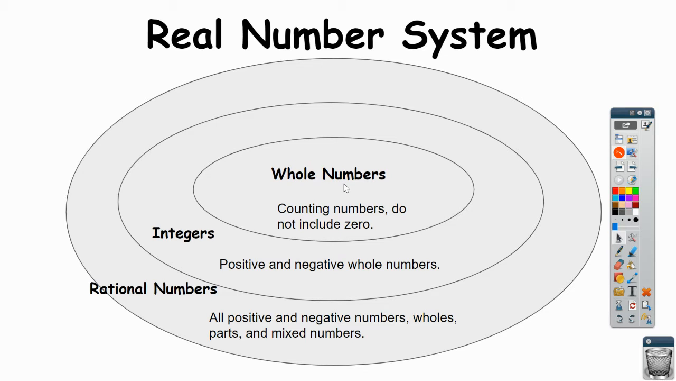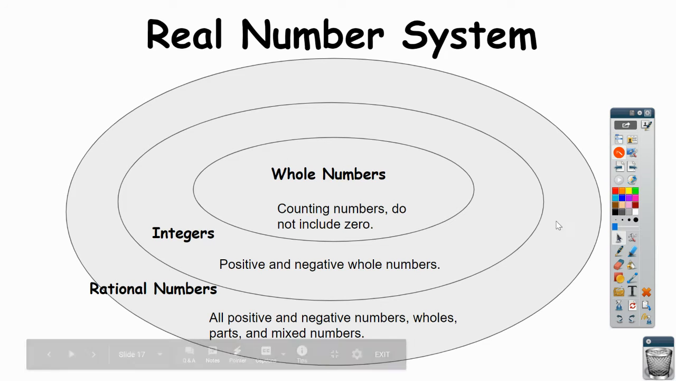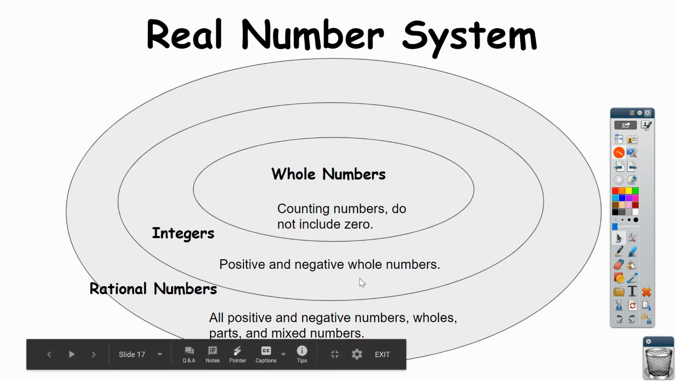The next circle represents integers, and these are your positive and negative whole numbers. So these would be numbers that represented anything in the whole category, which would be all your positive whole numbers. But we're also going to add in now some negative numbers. So let's say if you had a temperature that was below zero and it was negative 17 degrees, that would be an integer. Or if you owed somebody $25, that would be a negative integer. It's a negative whole number.